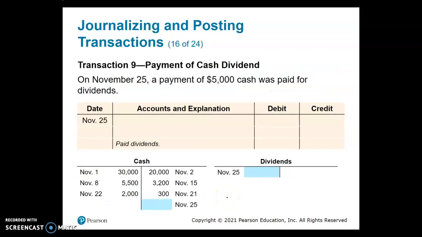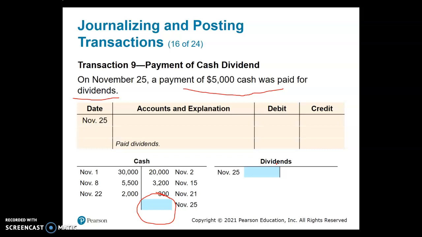Transaction number 9, payment of cash dividend. November the 25th, a payment of $5,000 cash was paid for dividends. So my two accounts are cash and dividends. Cash is an asset going down, so that will be your credit. Dividends is going up. We're paying additional dividends.